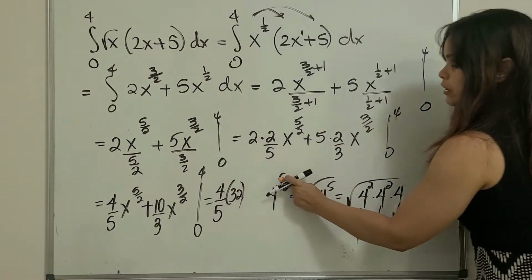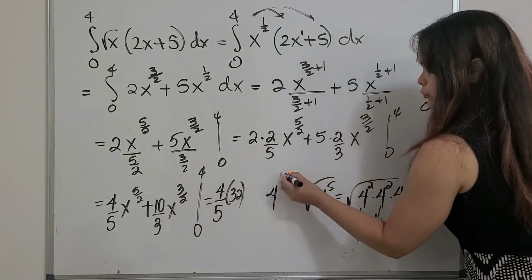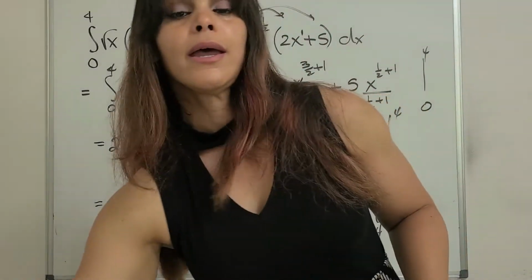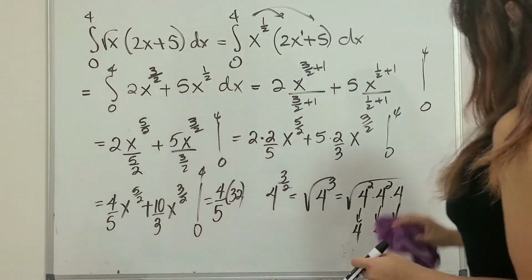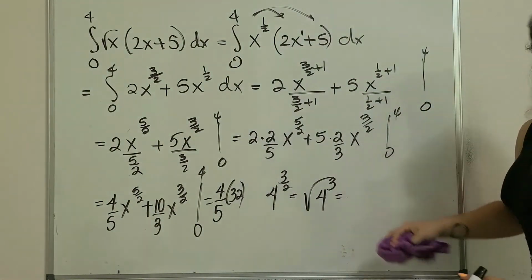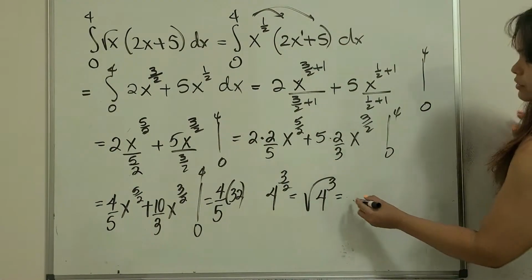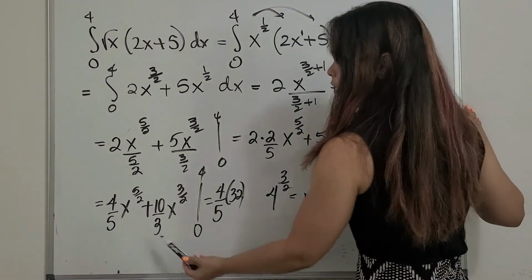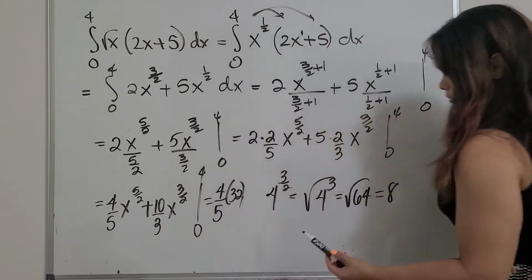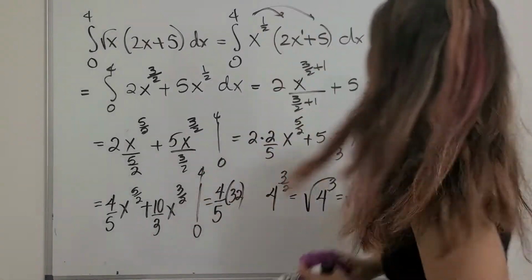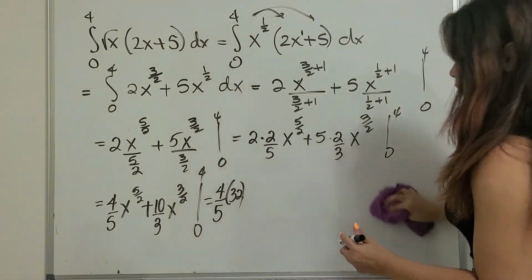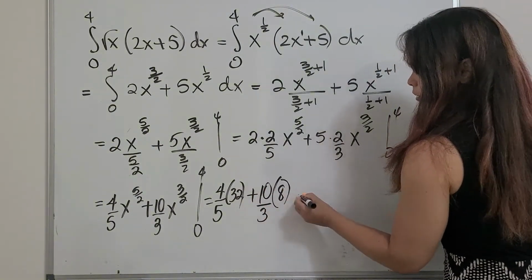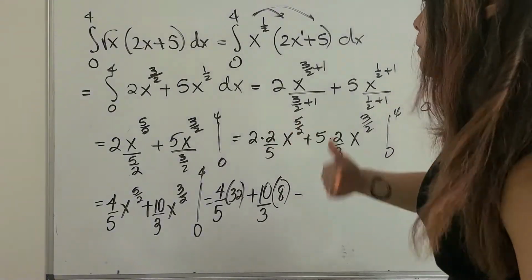And kind of the same thing is going to happen here with the 3 over 2. The only difference is that here we have a cube, and this is the square root of 64, which is going to be 8. Okay, so I'm going to write here 10/3 times 8. Okay, so this is going to be 10/3 times 8 minus. Now remember that it is upper minus lower.